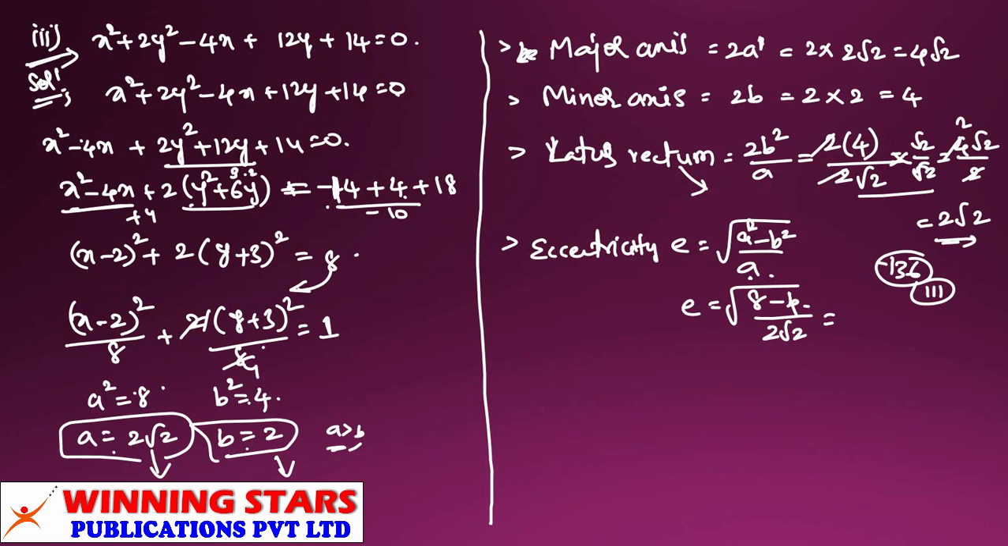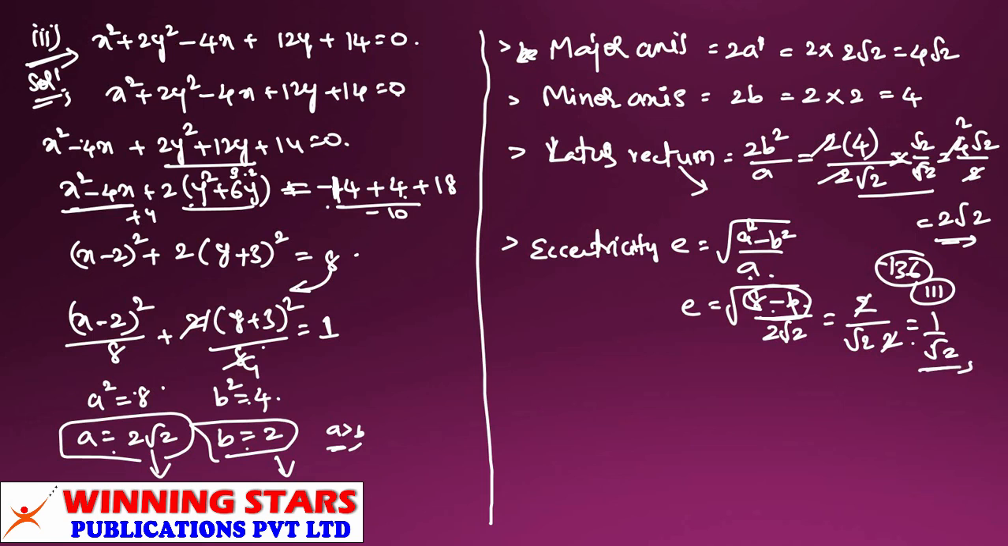So the numerator will come as root 4, and in the denominator, root 2 into 2. So this root 2 will get cancelled, the 2s get cancelled, and 1 by root 2 will become the eccentricity.